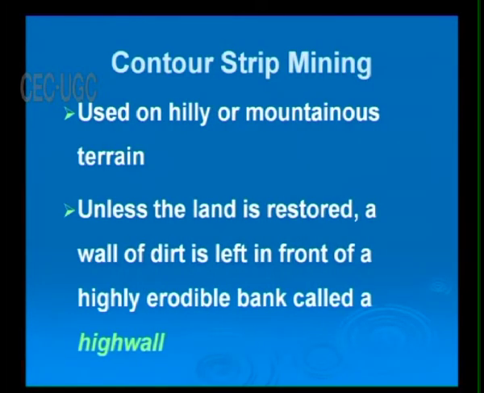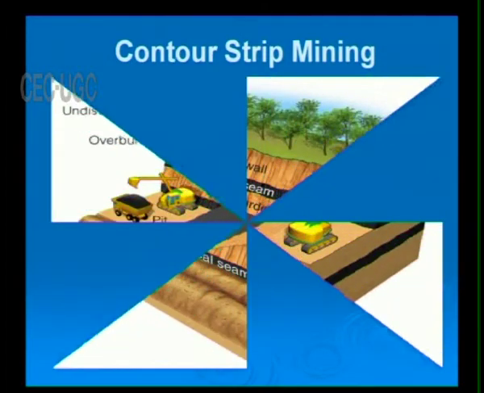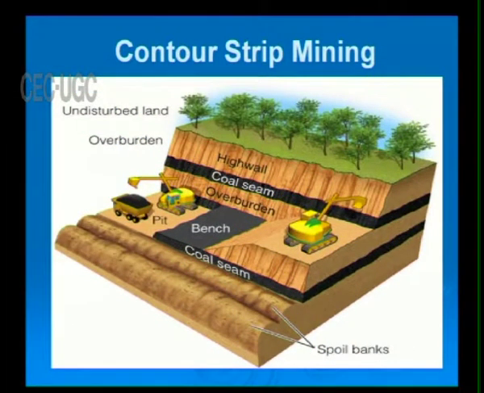And the third one is contour strip mining. It is used on hilly or mountainous terrain. Unless the land is restored, a wall of dirt is left in front of a highly erodible bank called the high wall. Generally this method is followed in the mountains, and look at the diagram. Actually, it is a mountain area and it is a bench and the pit is dug, and these are all the coal deposits, and the coal deposit is taken away and removed.